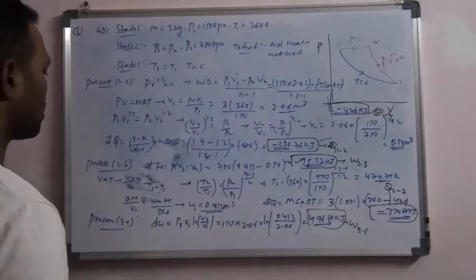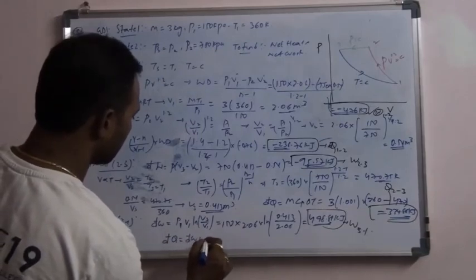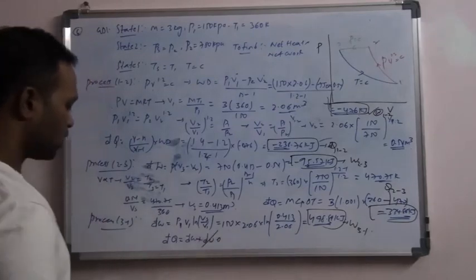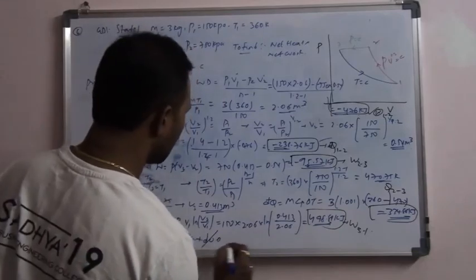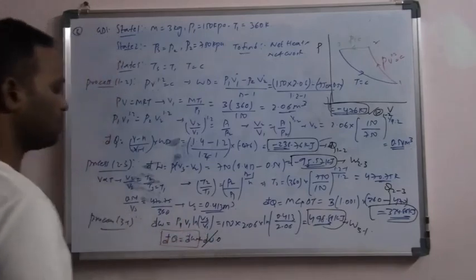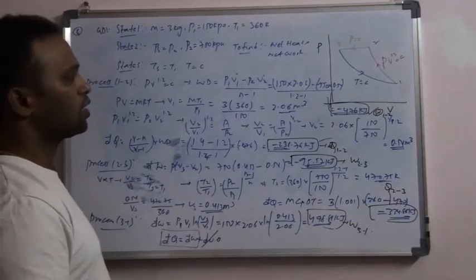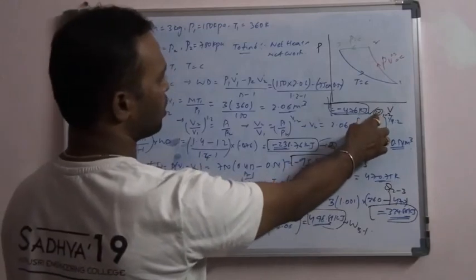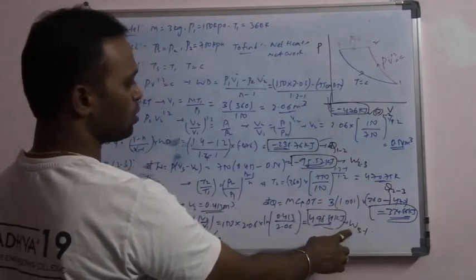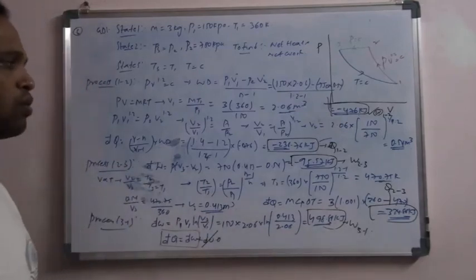The last is heat. To calculate heat, d'Q is equal to d'W plus dU. Here it is a constant temperature process, and for an isothermal process the internal energy change is 0. Therefore d'Q is equal to d'W, so the heat for this process is 498.88. So for all the processes we have calculated: W and Q for 1 to 2, W and Q for 2 to 3, and W for 3 to 1. Q for 3 to 1 is the same because it is an isothermal process.